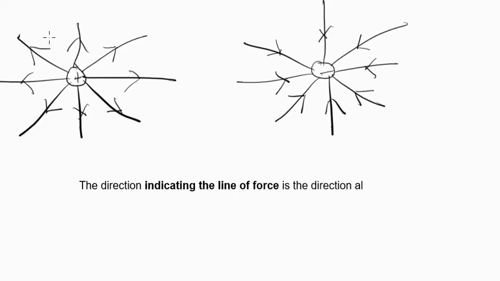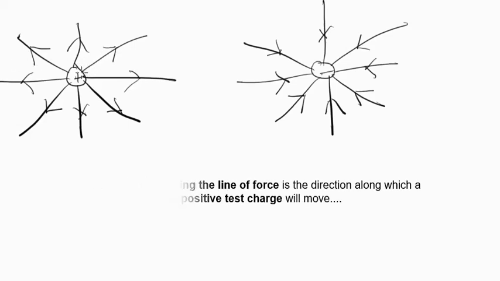So we said that the direction indicating a line of force is the direction along which a free positive test charge will move. So now this indicates the direction which the free positive test charge is moving. Whereas on this other hand, you can see that the free positive test charge will move towards the center or midpoint because this is negatively charged and this is positively charged.